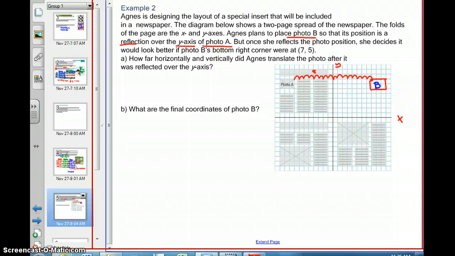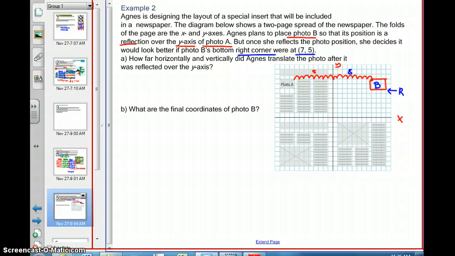Now it might be a little hard to see on your sheet, so have a look at this smartboard instead. So we counted how many units it is to the y-axis. It's 8 units. So we go another 8 units to our first corner and draw photo B. But then she decides that it would actually look better if the right corner of photo B were at 7 and 5. So now we're going to take this right corner and move it from there to 7 and 5.